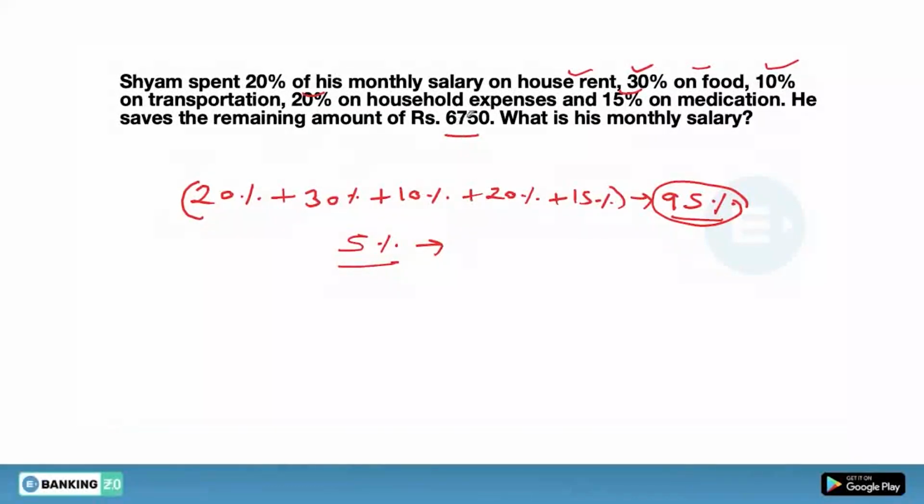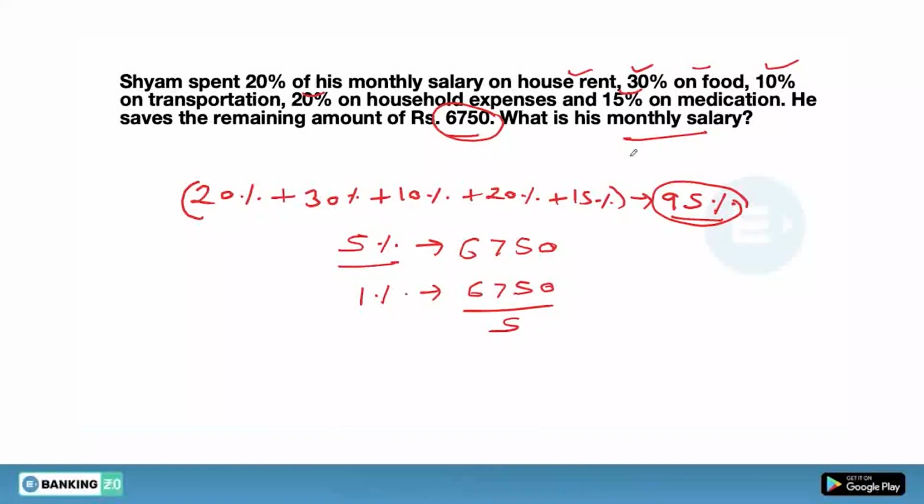Since salary is 100% of itself, and 5% is what? His saving, and we are given that his saving is 6750. And now we are going to use our method, that is the simple one. That means if 5% of his salary is 6750, what is the 1% of his salary? 1% of salary is 6750 divided by 5, and we are asked about his monthly salary.